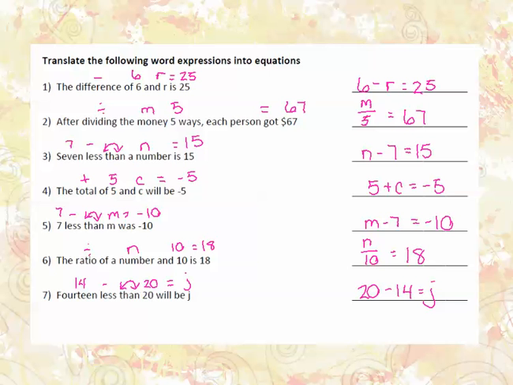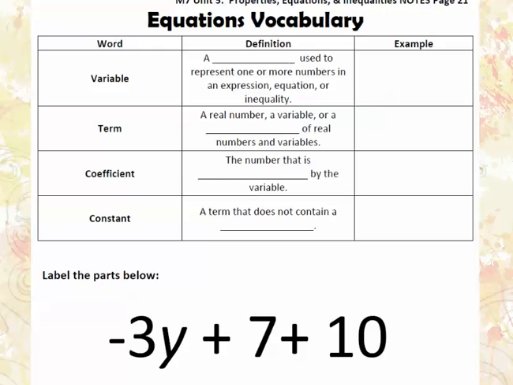Alright, if we look at the next page, we're talking about vocabulary, and it got kind of cut off a little bit, but we're on page 21 in your binder. So, a variable is a letter that is used to represent one or more numbers in an expression, equation, or inequality. So it's the thing that we don't know. So it could be an x, it could be a y, it could be an m, it could be a q, it could be a z, it could be any of those letters.